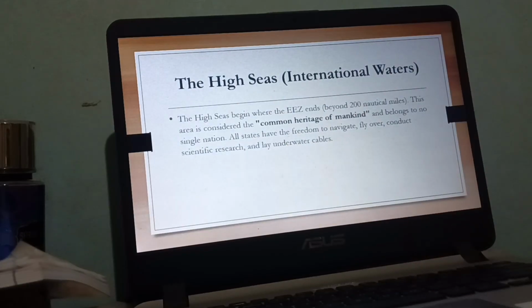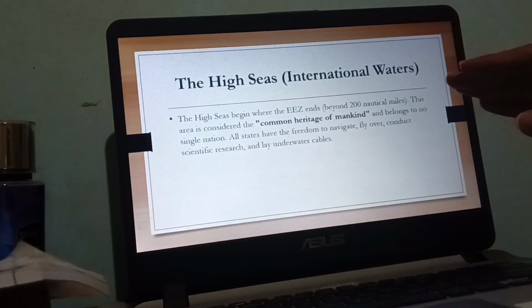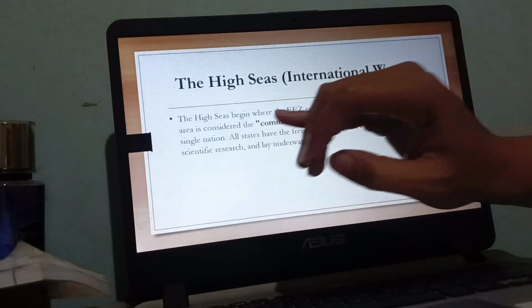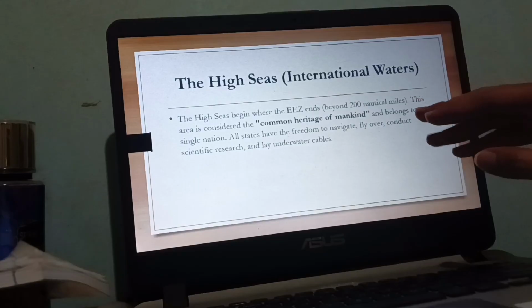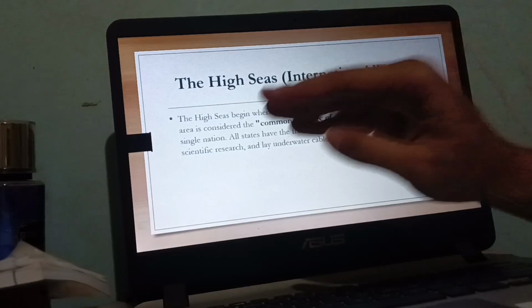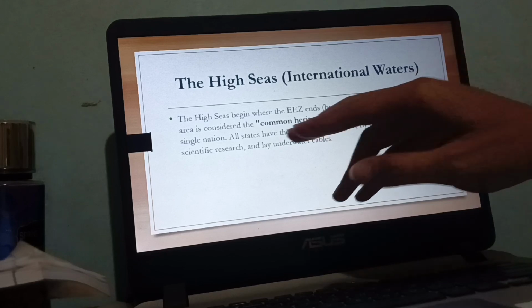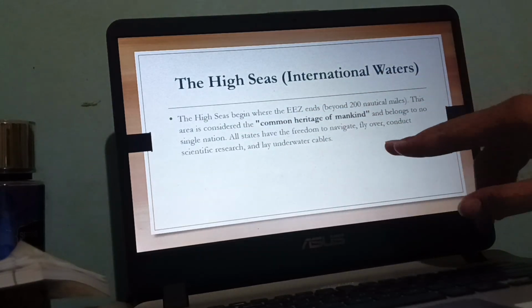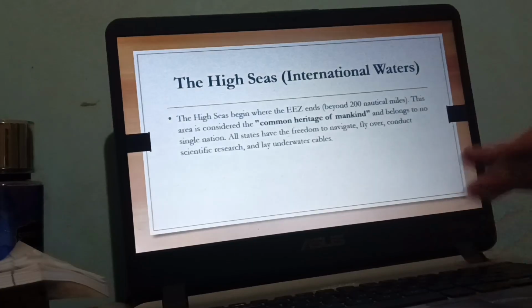And the last is the high seas, the international waters. The high seas begin where the EEZ ends, beyond 200 nautical miles. This area is considered the common heritage of mankind and belongs to no single nation. All states have the freedom to navigate, fly over, conduct scientific research, and lay underwater cables.